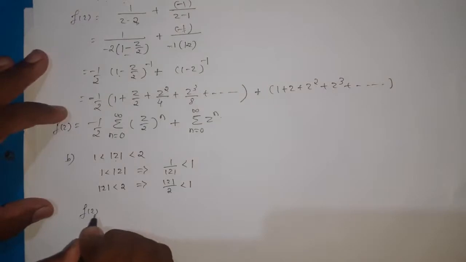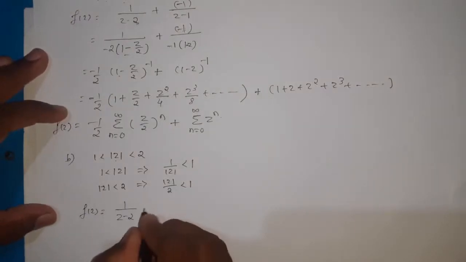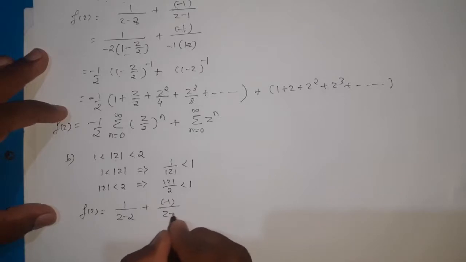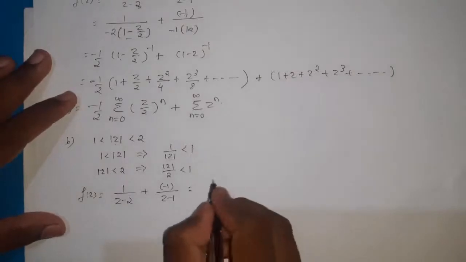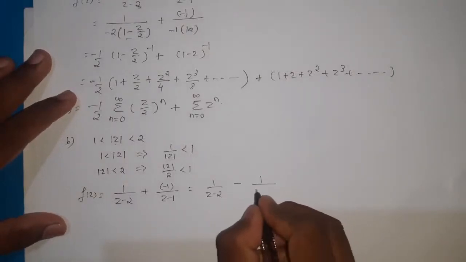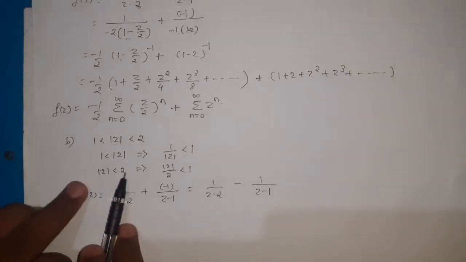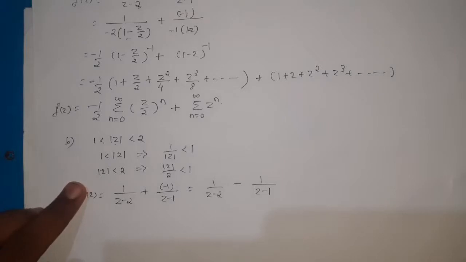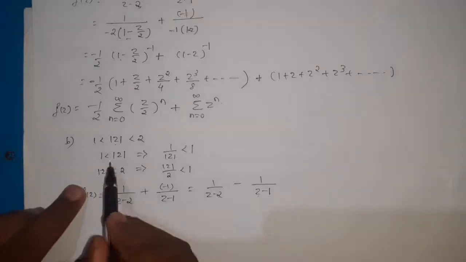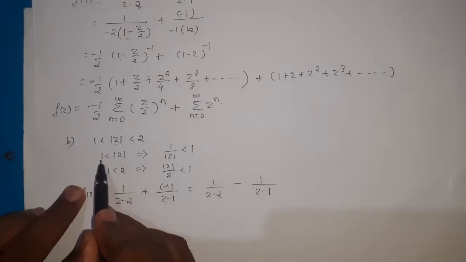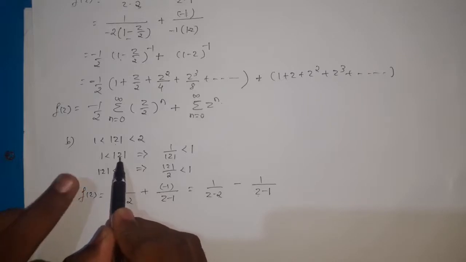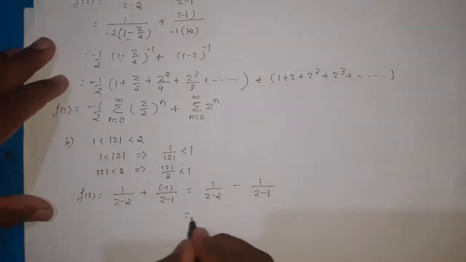Now the given function f of z is equal to 1 by z minus 2 plus minus 1 divided by z minus 1, or this is equal to 1 by z minus 2 minus 1 by z minus 1. Now in the first factor we have z minus 2. We know that whenever mod z is less than some constant, we take that constant outside the factor. Here mod z is less than 2, so we need to take that minus 2 outside the factor, and here z minus 1. Here we know that mod z is greater than 1, or 1 less than mod z. Whenever z is greater, we need to take that z outside. So let us follow the same thing.